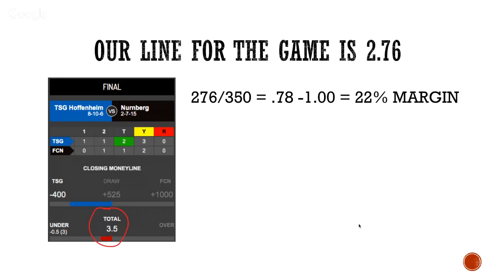So what you do is always take the lower, smaller number and put it on top, and the bigger number on the bottom. And just make them whole 3-digit numbers. So 3.50 becomes 350, and 2.76 becomes 276. So if we take 276 divided by 350, that gives us 0.78. Now, to figure out a margin, you just take 0.78 minus 1, and this will equal a 22% margin.